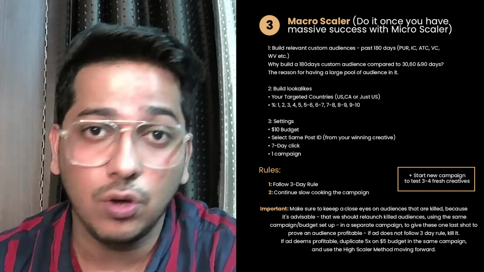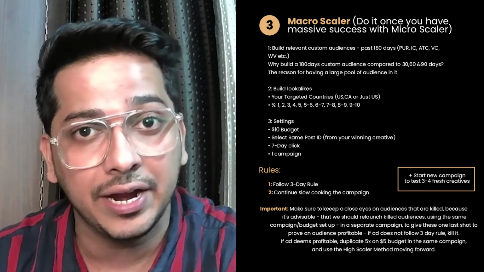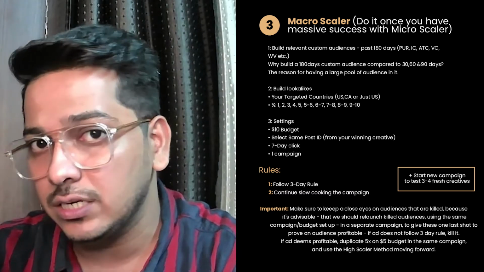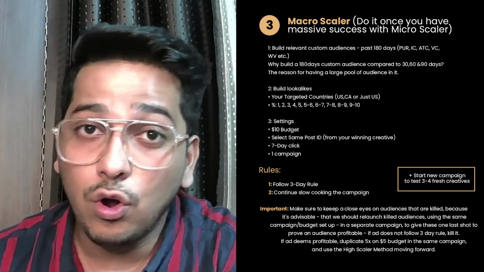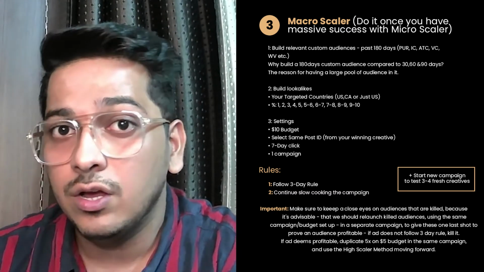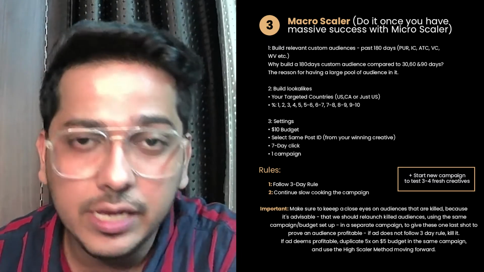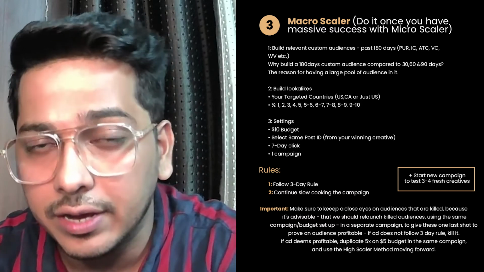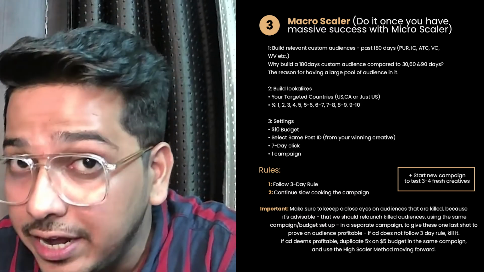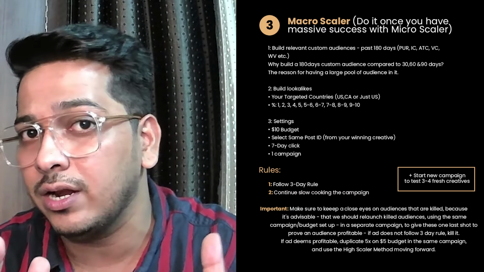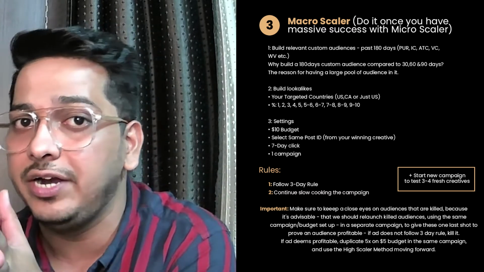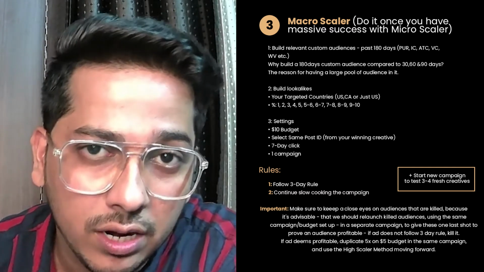The only difference of this macro scaler is that you should be running it on $10 for each ad set and follow the 3-day rule over here. First day no VC, kill it. Second day no ATC, kill it. No purchase on the third day, kill it. Why are we using the 3-day rule over here in the macro scaler, and why didn't we use that 3-day rule in your micro scaler? Why?